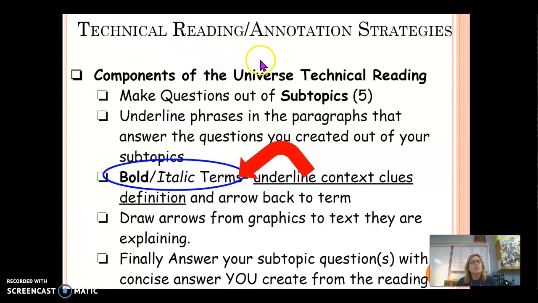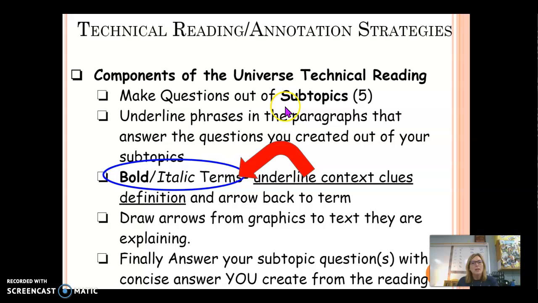Here's the instructions for technical annotations. You are now going to read each of those sections, and you will underline phrases in the paragraphs that answer the questions that you created out of your subtopics. Now, a common mistake I see students make is they want to highlight everything. Not everything is a phrase. I don't want complete sentences, but you're going to underline the phrase that answers that question that you created for every subtopic.